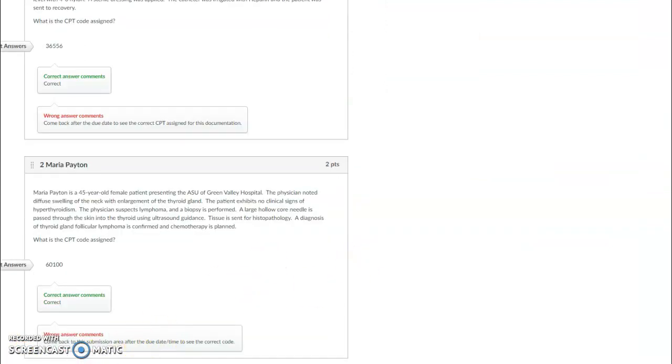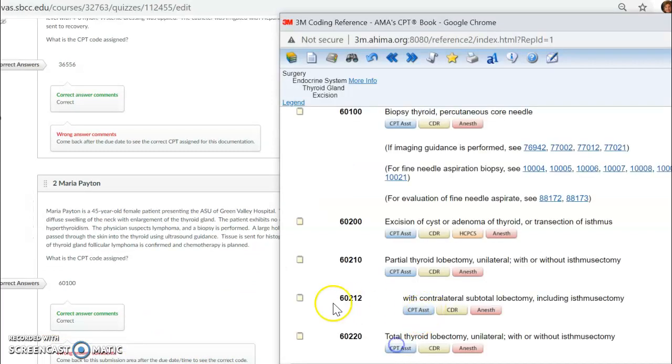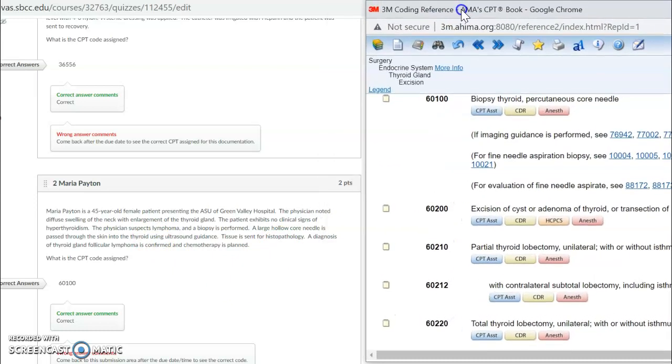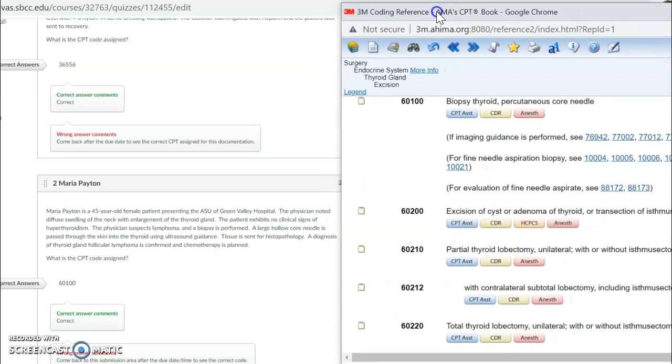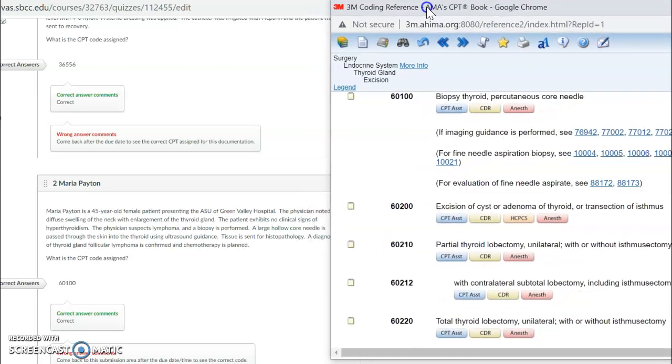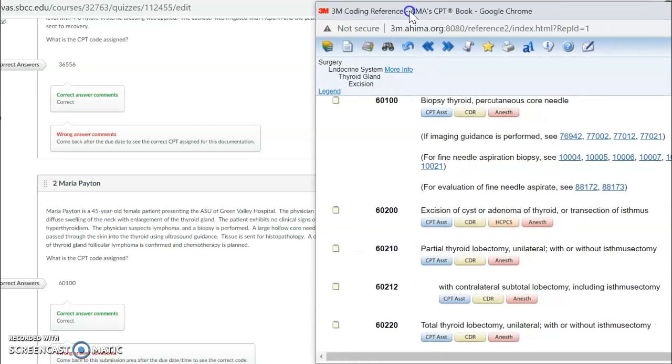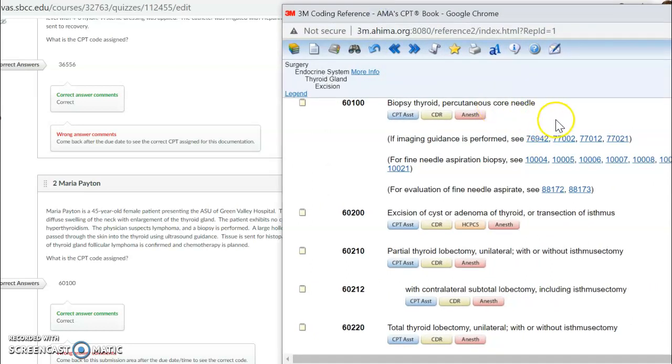Okay, so let's go ahead here. Let's go to number 2. For number 2, we have Maria, 45-year-old female, swelling of the neck, enlargement of the thyroid gland. Patient exhibits no clinical signs of hyperthyroidism. The physician does suspect lymphoma. They did a biopsy. They did a large hollow core needle. It's passed through the skin into the thyroid using ultrasound guidance. The tissue is sent for pathology, and the diagnosis is thyroid gland, and they are going to do chemotherapy.